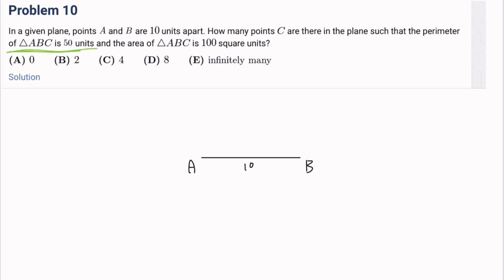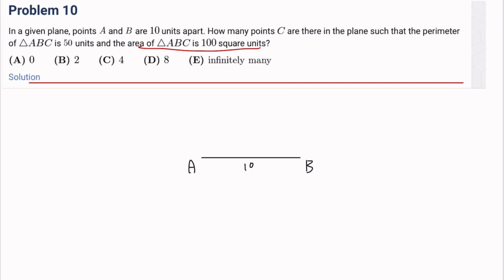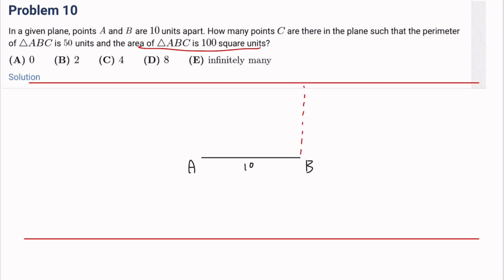The perimeter being 50 units and the area being 100 square units are two entirely different conditions, right? For the area to be 100 square units, the height needs to be 20. For the height to be 20, there are two possible lines, this line and the same line on the other side. So this length will be 20, and this length would also be 20.